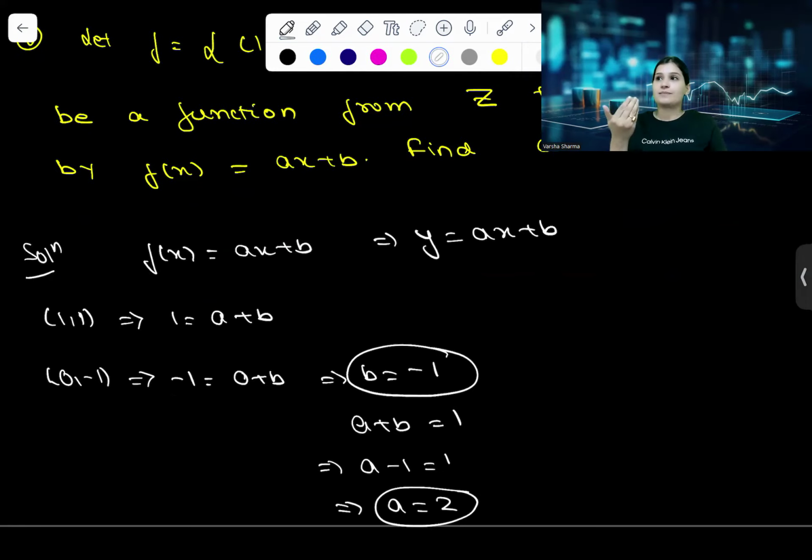Usually that comes because they won't even give you the equation. They'll tell you to find a linear relation such that these are the pairs that I found. So you need to assume on your own that let y equal to ax plus b, or let f of x equal to ax plus b. Clear, everybody? Yes, ma'am. Okay, let's start exercise 9.